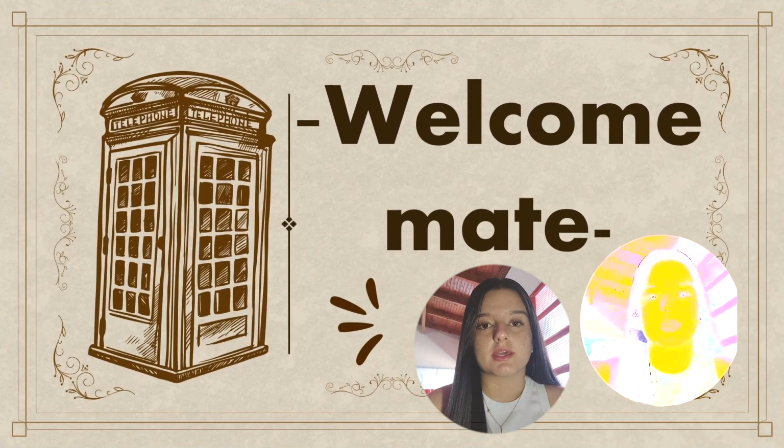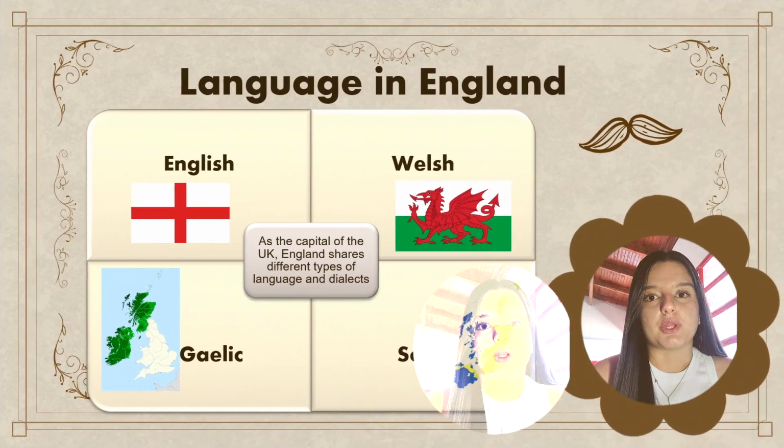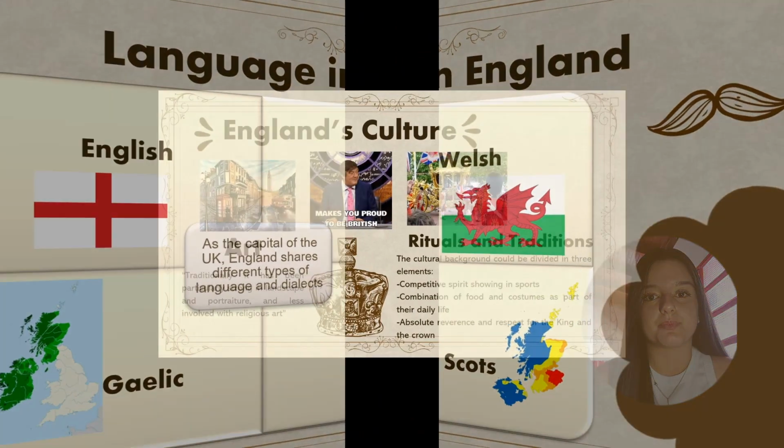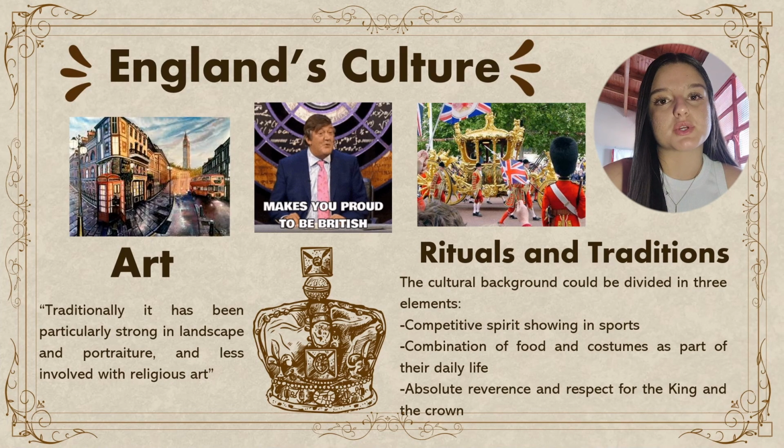Okay, welcome, mate. Well, as a starting point, we know that the official language of England is English as part of the union with the other UK countries, but aside from this, in England there are other semi-official languages like Welsh, Gaelic, and Scottish. Talking about the art, traditionally it has been strong in landscape and portraiture and less involved with religious art.